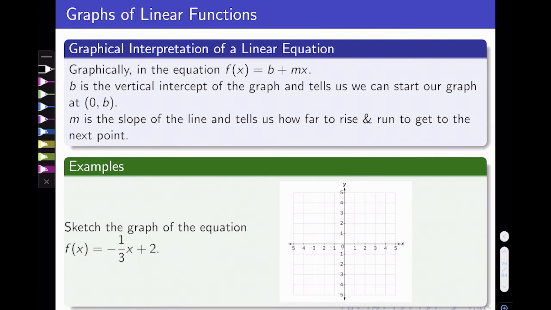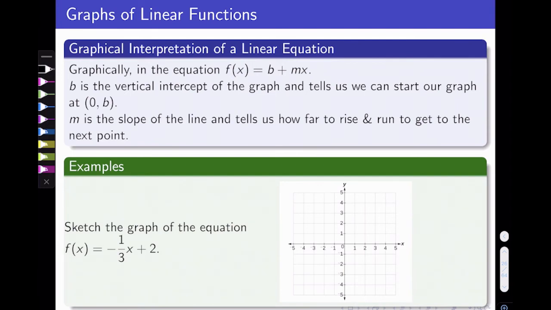Graphically, in the equation f of x equals b plus mx, b is the vertical intercept, that's the y-intercept of the graph, and tells us that we can start our graph at the point 0, comma b. So that's when x equals 0 and the y value is b. m is the slope of the line and tells us how far to rise and run to get to the next point, and we'll typically always run to the right as you rise.